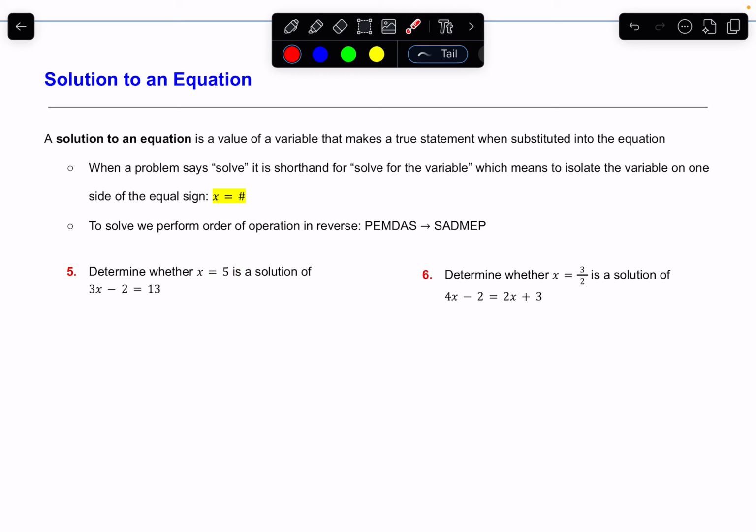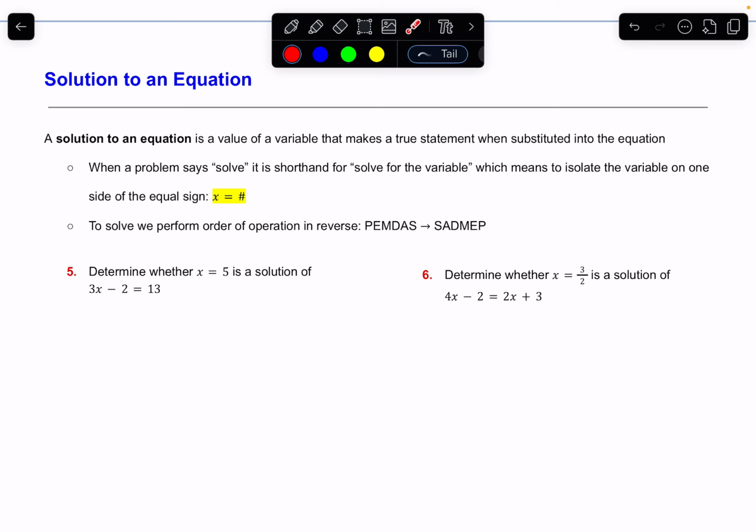So now when a problem says solve, it is shorthand notation for solve for the variable, which means to isolate the variable on one side of the equal sign. So we have right here, again, x equals something. Now, to solve, we're going to perform the order of operations in reverse. So instead of PEMDAS, you turn it around very conveniently, it says SADMEP. So we are going to follow SADMEP, which means subtract, add, divide, multiply, exponent, parentheses. Everything is just reversed. Okay, but we really only have addition and subtraction in today's lesson.